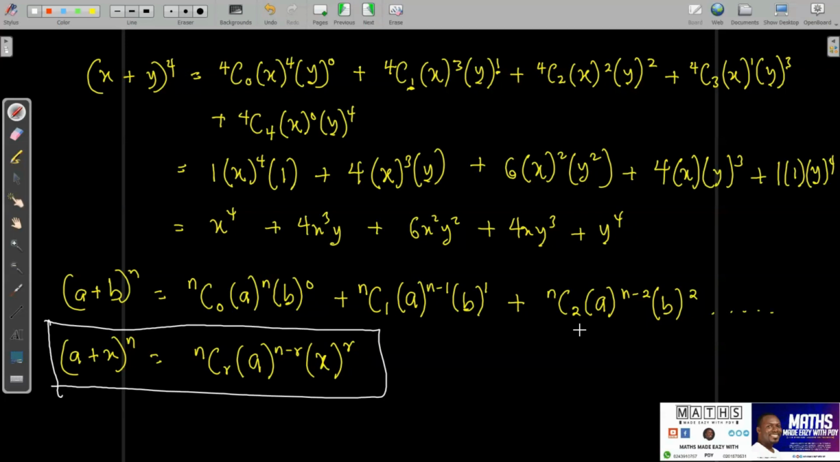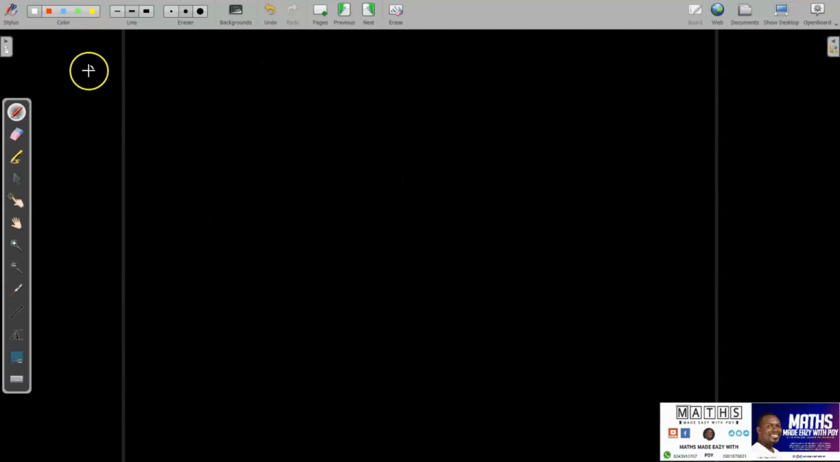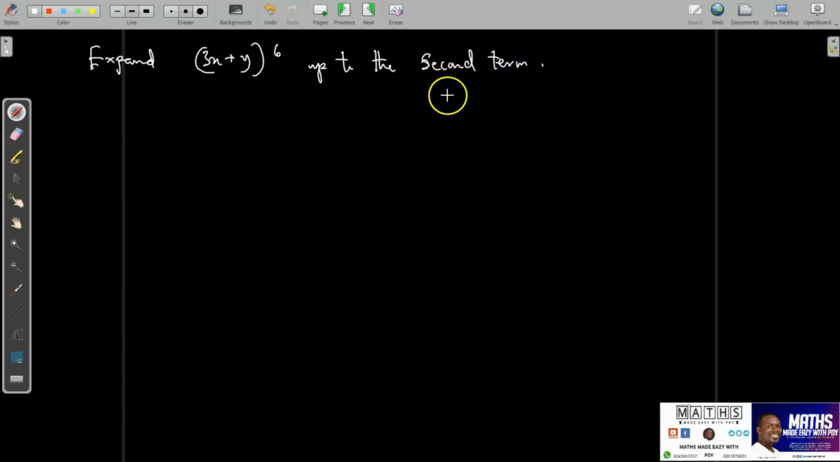Moving forward. Based on what we've just done here, let's take it that we are given this question. Expand 3x plus y to the power 6 up to the second term. We don't need up to the last term. We need only the first term and the second term. We've just learned the combination formula: n combination r for any expansion will be a to the power n minus r and then b to the power r.